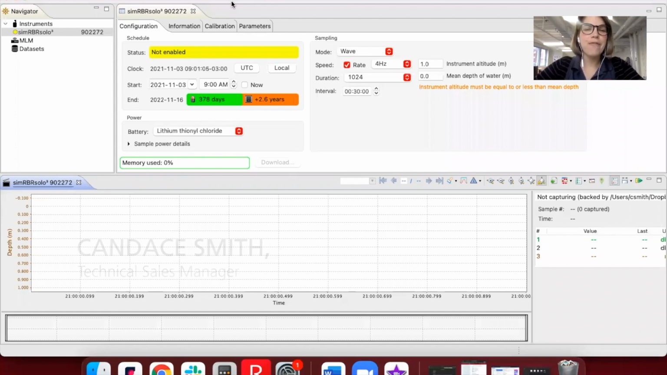Hi, Candace Smith here from RBR, and today I'm going to show you how you can use Ruskin to determine what wave periods you'll be able to capture with your wave logger.